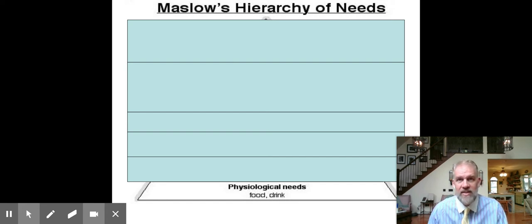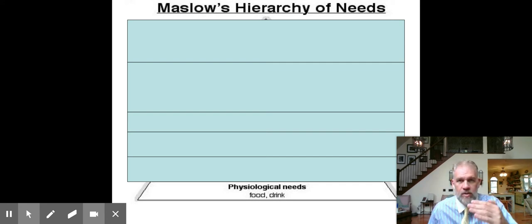Lots of times theories come and go as they are tested. That's the way science works. As new facts emerge, as new tests are done, they discard old thoughts and ideas and replace them with newer and better ones. But Maslow's hierarchy has stood the test of time. Still widely used, widely taught, and has merit.